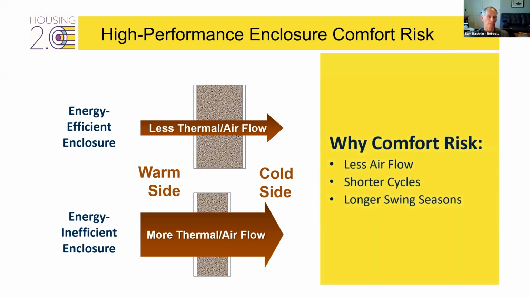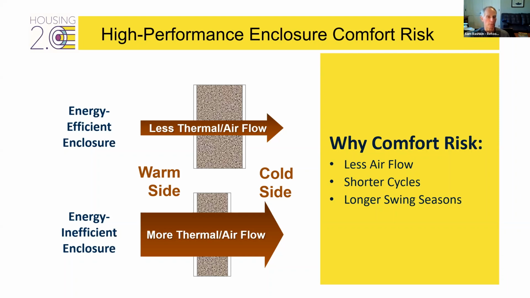Second risk is comfort. And the reason for that is with a much higher performing enclosure, now you have dramatically reduced BTUs needed to heat or cool the space. So the air duct systems for heating and cooling have much less airflow, while we have done a very poor job of delivering consistently high quality ducts with low air leakage and good design. We also have shorter cycles because we need so little BTUs to meet our thermal requirements.